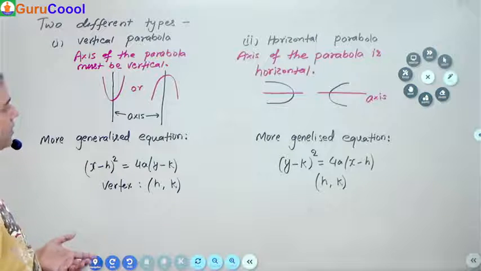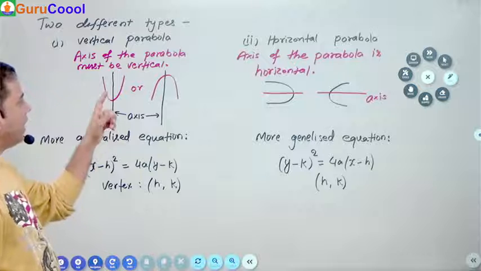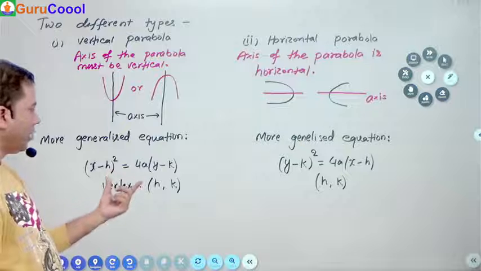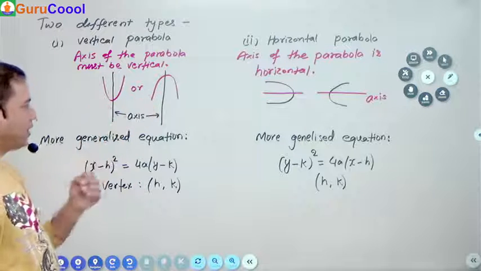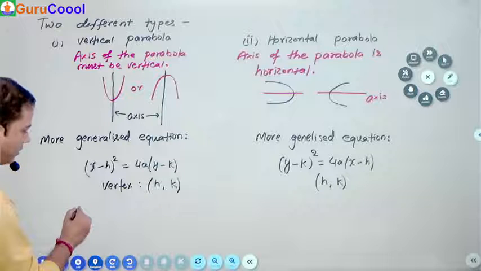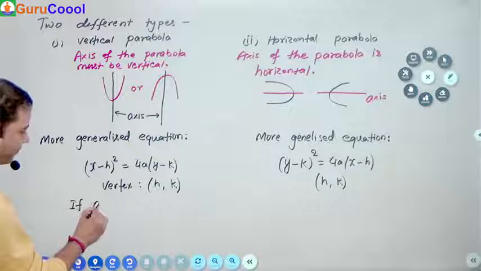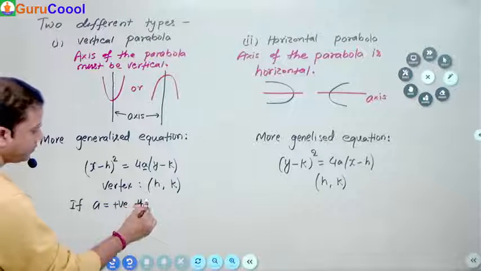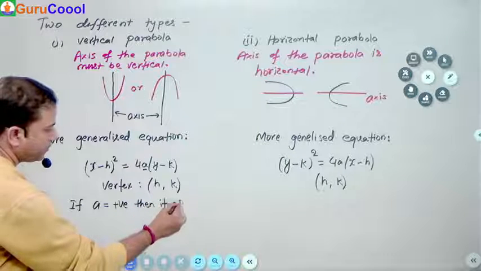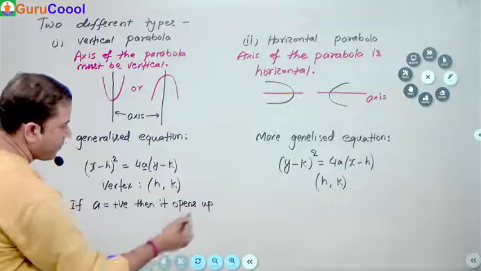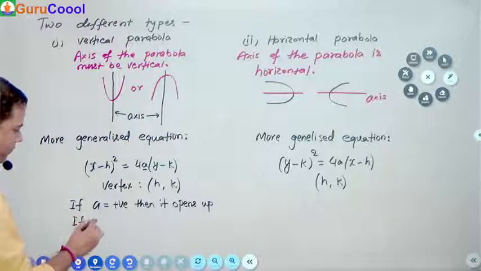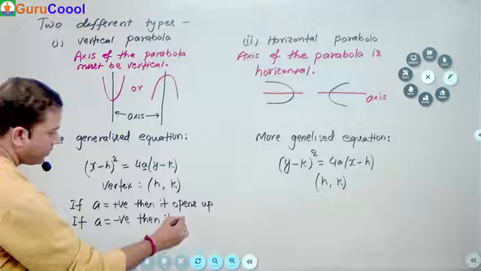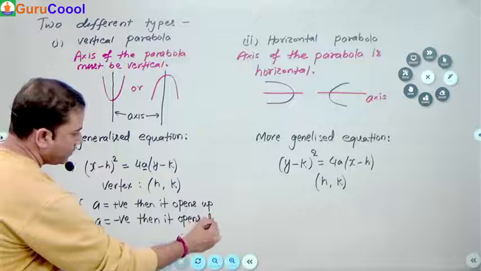So the another question is that how to know, how to categorize, how to identify between these two categories. This parabola will be opening up or opening down. How to know? If a value is positive, then it opens up. If a value is negative, then it opens down.